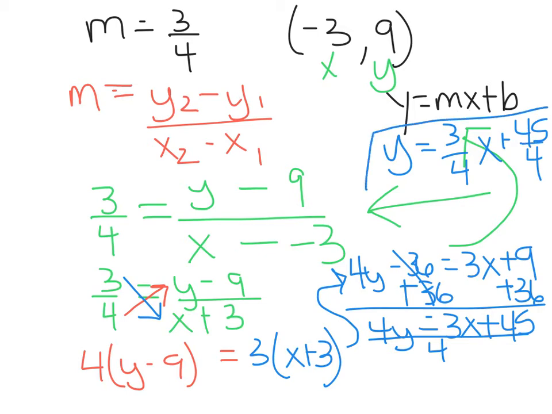So I took the information they gave me, m equals 3/4 and the point's -3, 9. I put it in the slope formula, I cross multiplied, and I transformed the equation until I was in y equals mx plus b form.